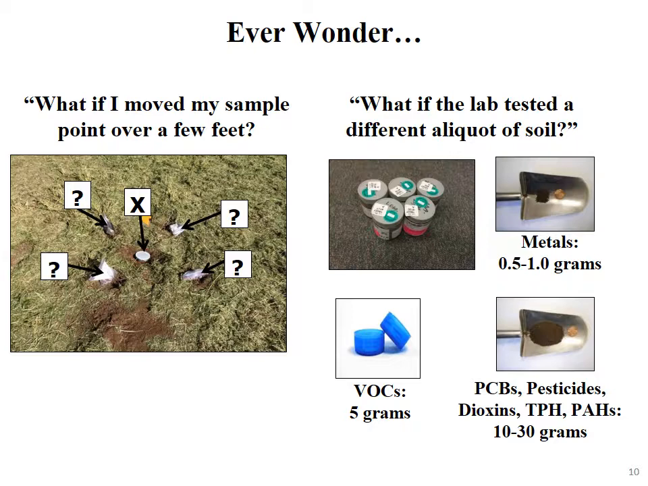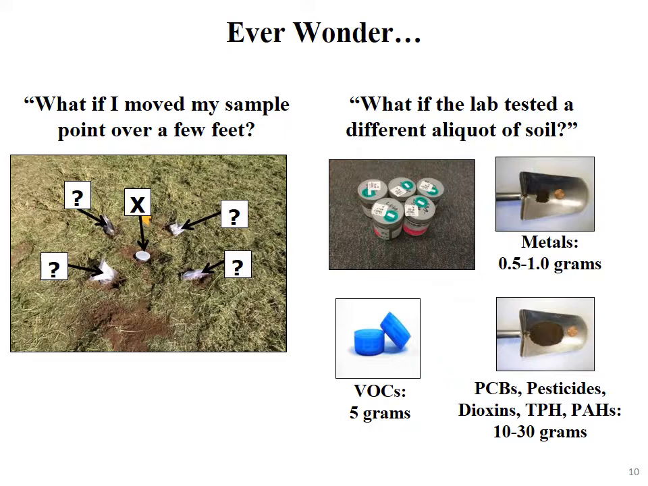So you ever wonder, what if I move my sample point over a few feet? Again, a discrete sample, by definition, is just a sample collected at a single point, typically about 100 grams, something you can put in a 4-ounce jar. And this is something we always thought about when I was doing field work with discrete samples. What if I move my sample point over a few feet? Would I really get the same answer or something similar? Is it really that uniform? And what if the laboratory tested a different aliquot of soil?